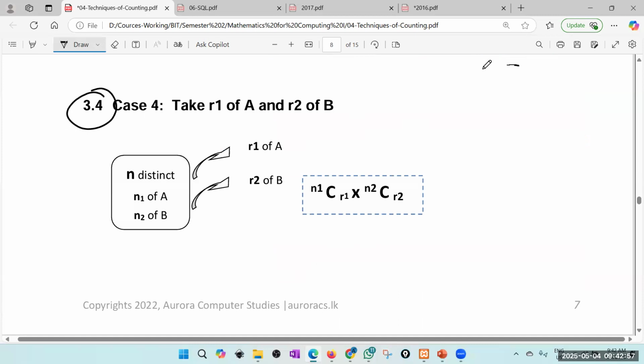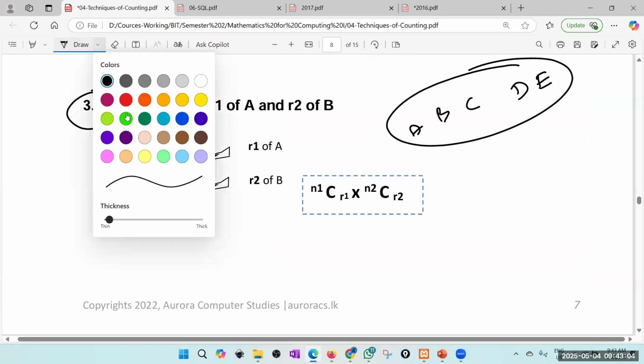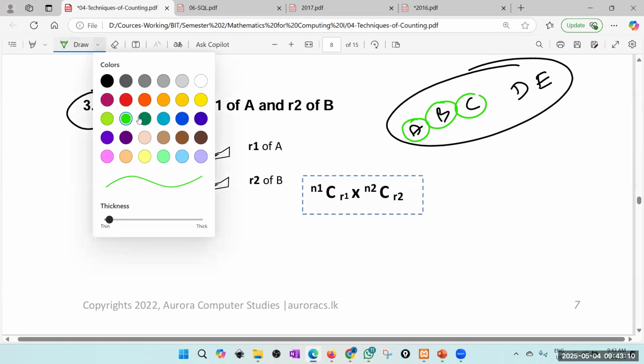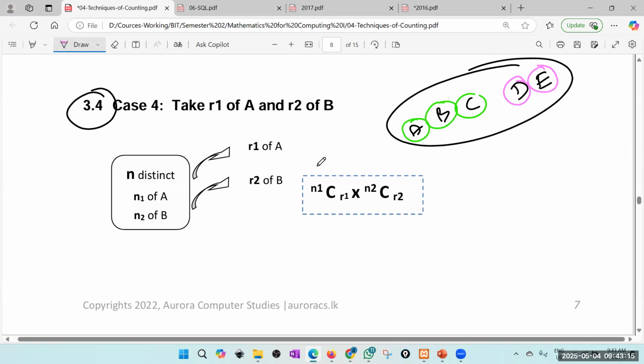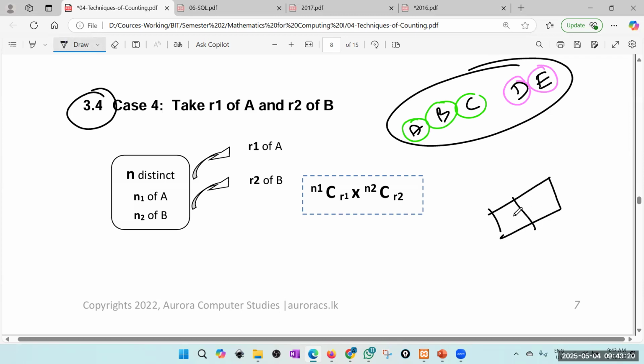Okay, right. So I have 5 people, A, B, C, D, and E. And A, B, C are males and they are different. And D and E are females. Now my requirement is I need a committee of 2, and whenever you pick a committee, it must have 1 male, 1 female. How many possible committees are there?